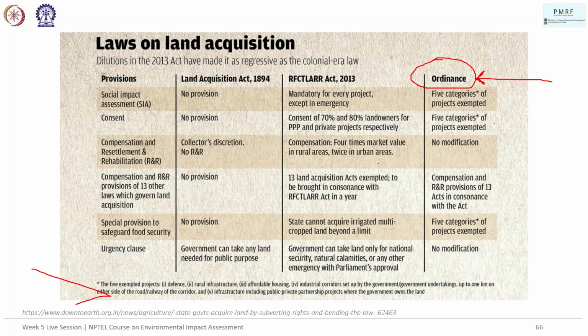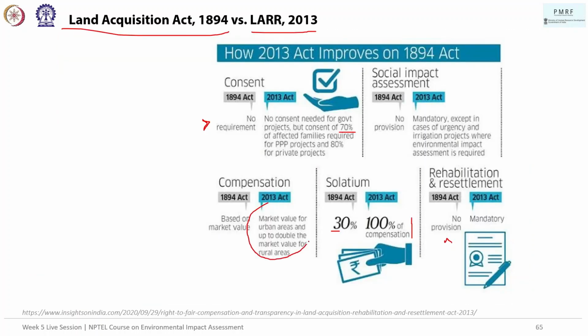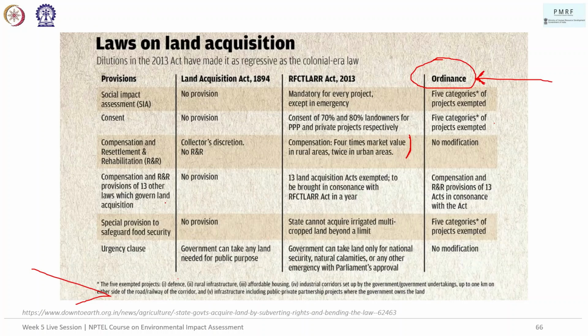Consent also has been exempted for these projects. Compensation and resettlement is still the same, right? 4 times market value in rural areas and twice in urban areas. So this one is mildly faulty. So I'll take this. Compensation and resettlement and rehabilitation provisions for 13 other laws which govern land acquisition, right? So these are regarding other connected laws, right? So they will be brought into consonance, as in they'll be aligned with LARR within a period of 1 year from 2013 was the original provision, right? So there was a special provision to safeguard food security. So this is particularly mentioned because a lot of agricultural land might actually be taken up, right, in land acquisition.